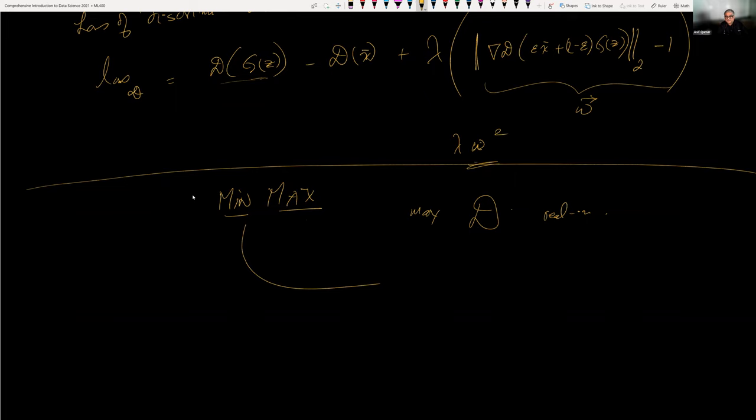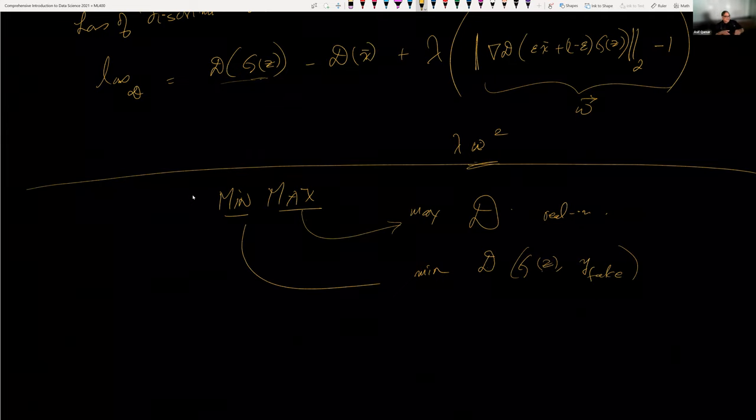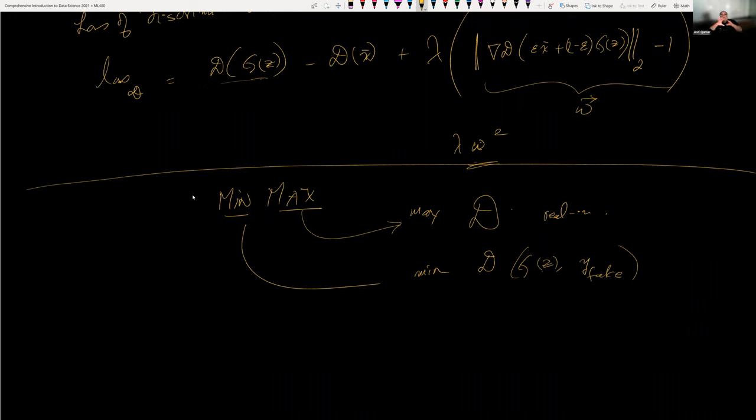And what do you want the generator to do? You want to generate data such that the discriminator is hardly able to tell the difference between the fake, G(Z), and the real. The very little gap. It's trying to minimize this loss. That is why these algorithms are min-max algorithms, and the name is adversarial. You have opposite goals. This is a zero-sum game kind of thing.